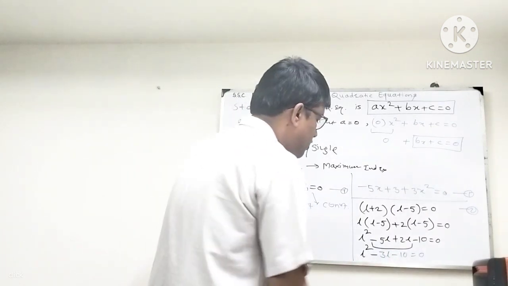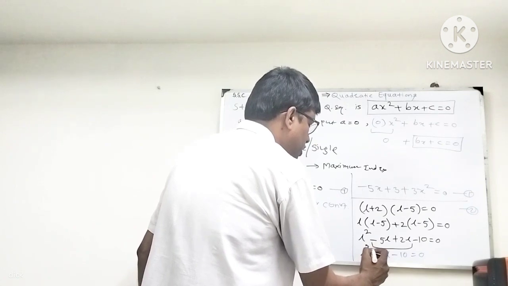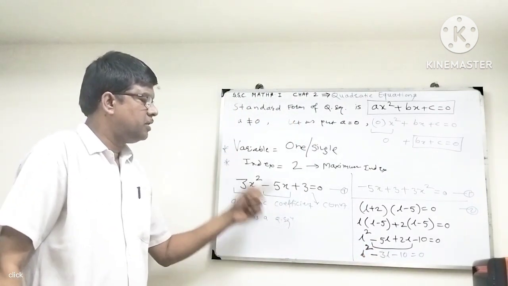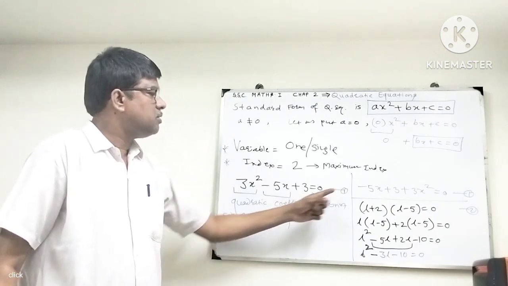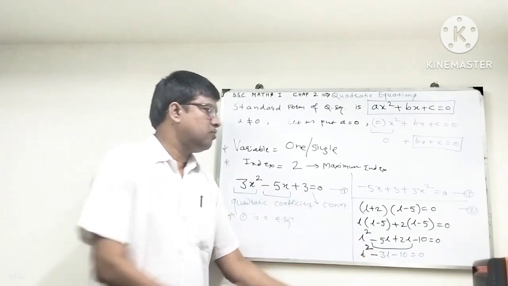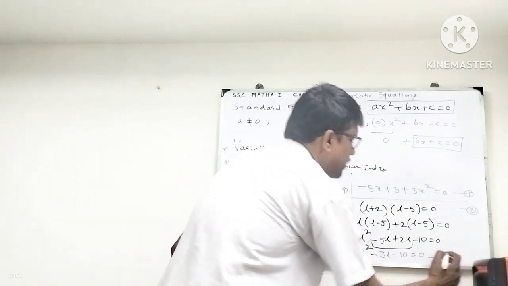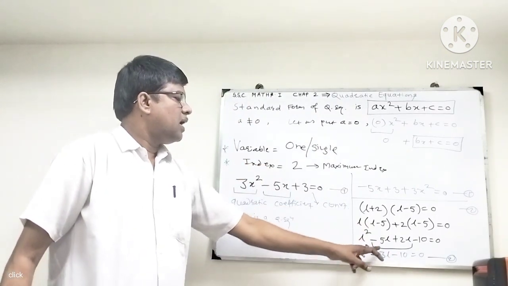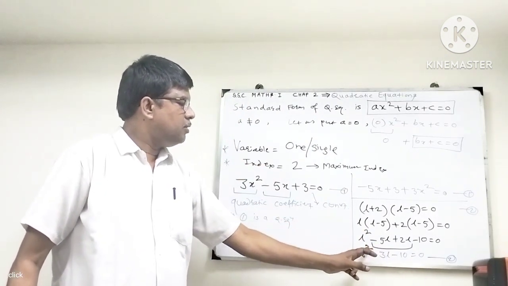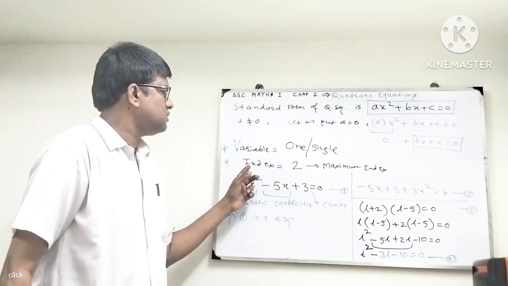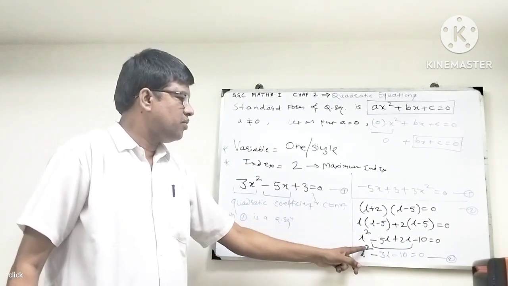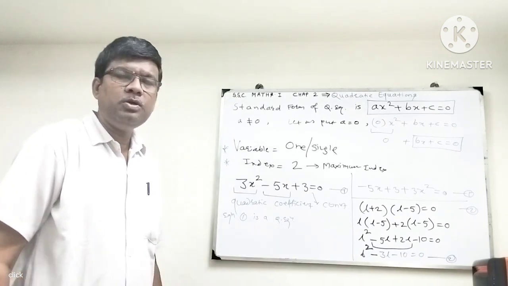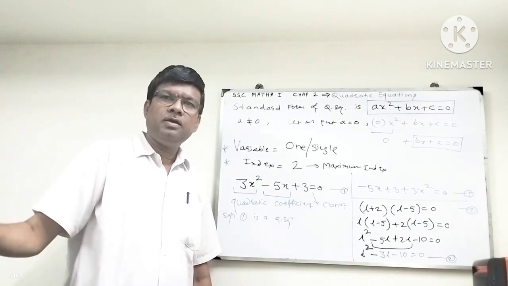Now let us check whether it is a quadratic or not. What to do? Check whether the variable is 1. In equation first the variable was x, in equation second the variable is L. It is a single variable having index 1 and 2 at different places, but index 2 is maximum. Hence we can also conclude that equation 2 is also a quadratic equation.